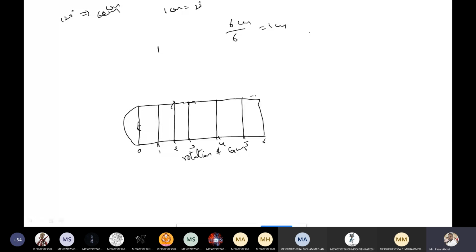180 by 6. How much is the answer? 180 by 6 is 30. 30 degrees. Which means measure the 30-degree angle and divide here. First part, second part, third part, fourth part, fifth and sixth. Okay. After dividing, give the namings.